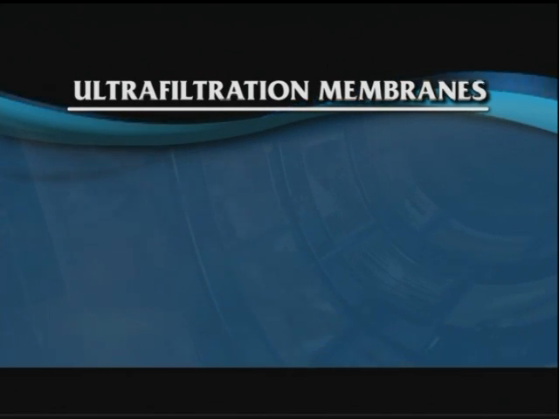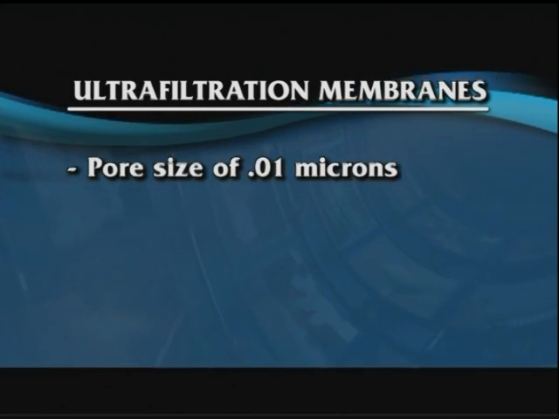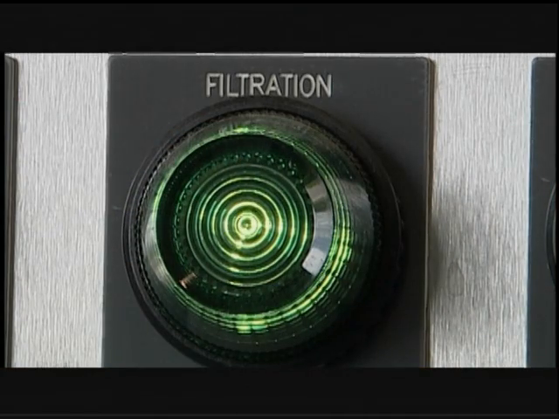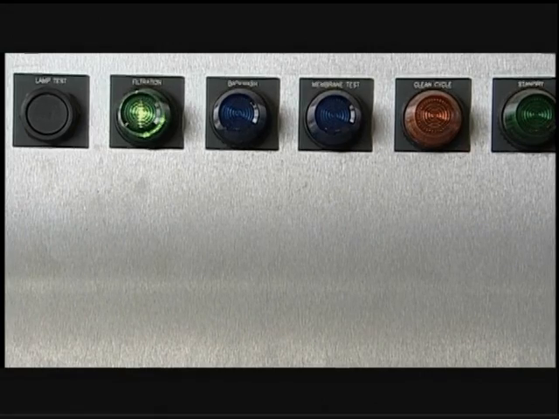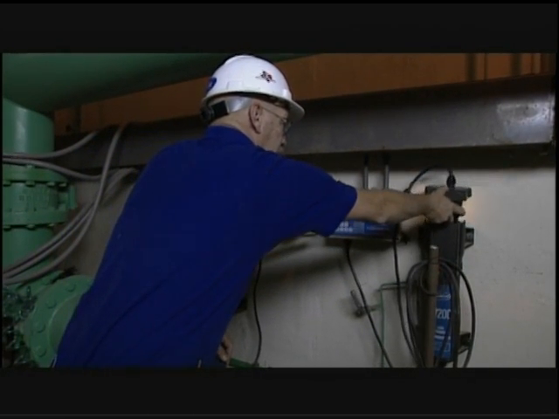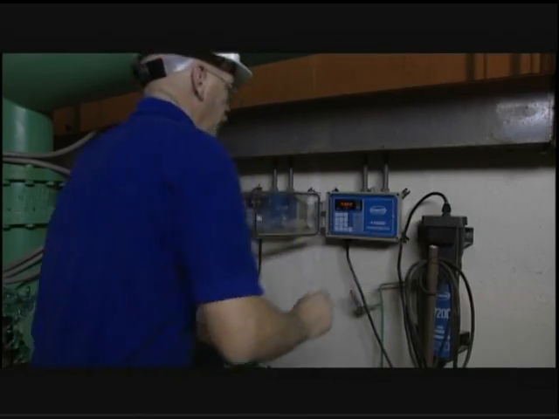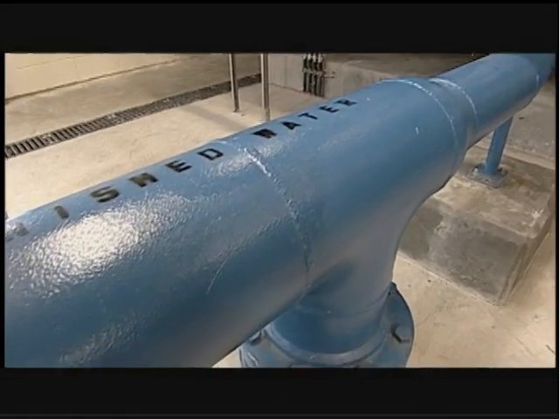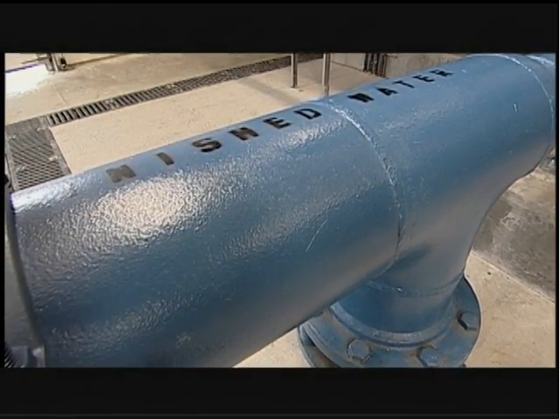Ultrafiltration membranes typically have a nominal pore size of 0.01 microns, 10 times smaller than microfiltration pores. In addition to the same capabilities as MF, UF membranes can also remove viruses. MF and UF have been shown to be incredibly effective for removing particles in water, typically producing water with turbidity levels below 0.05 NTU. However, they do not remove inorganic chemicals such as chlorides or nitrates, nor do they remove metals or other ionic materials.